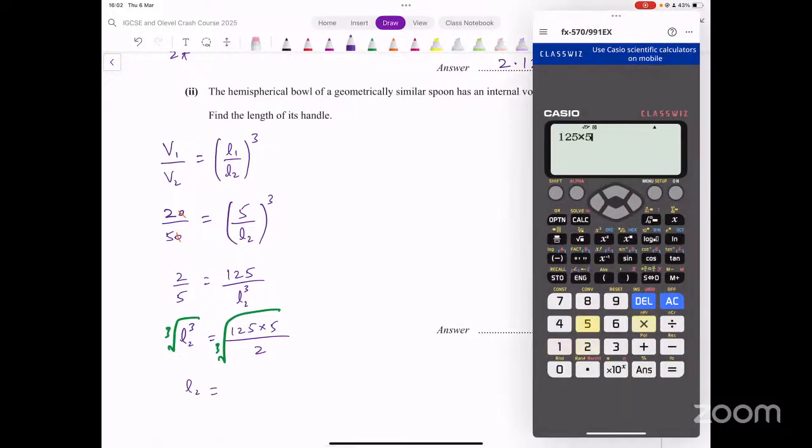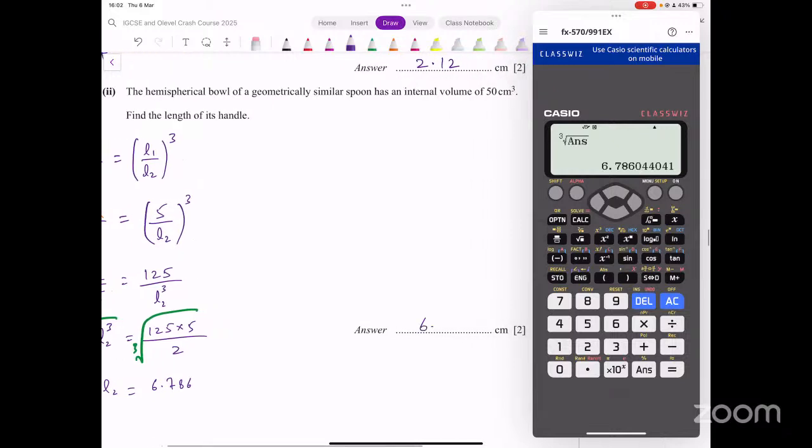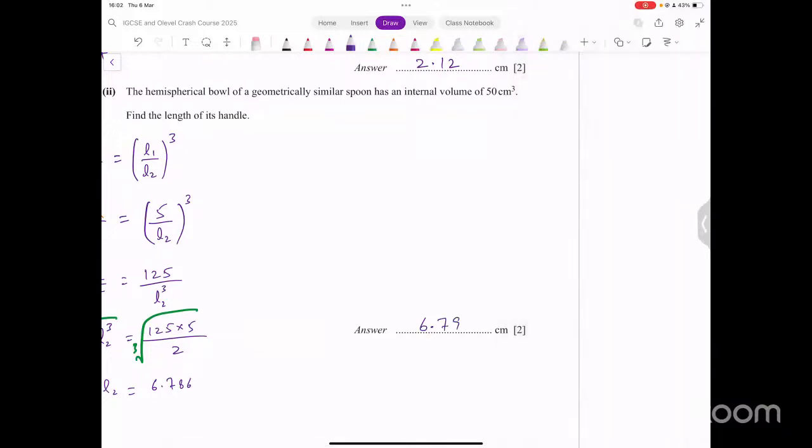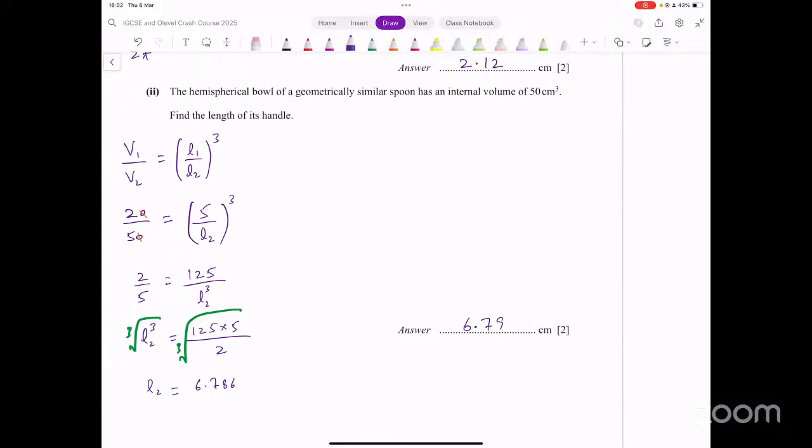125 times 5 divided by 2. That's this number. Now, take the cube root of this. And this turns out to be 6.786. If you round that off to three significant figures, that would be 6.79. And that is your final answer, 6.79. Okay. That was the second part of this.